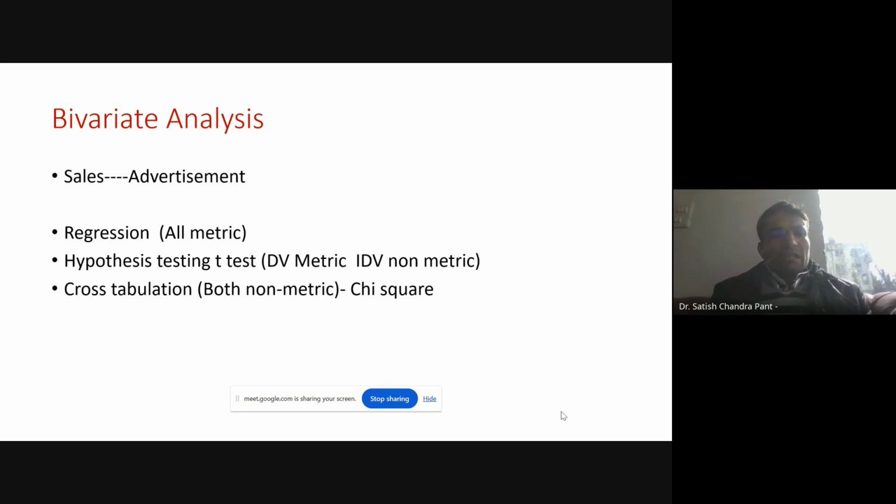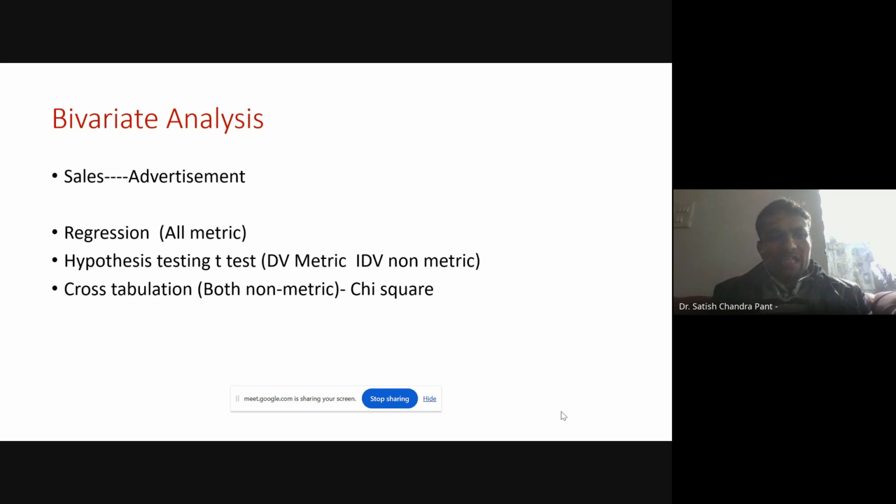Now moving further, there may be chances that all your variables, be it dependent or independent, are non-metric in nature, right? Non-metric means either in the nominal scale or in the ordinal scale. Then again, you can go for cross tabulation as an analytical tool. I mean, the chi-square test is most appropriate in that case.